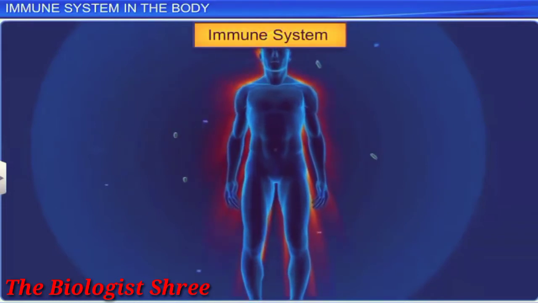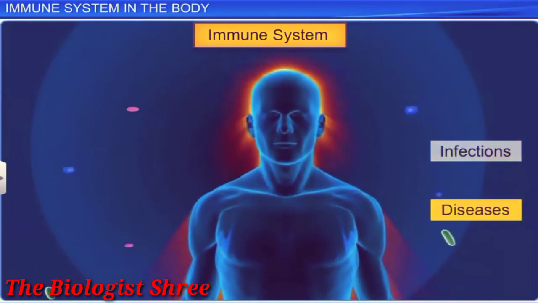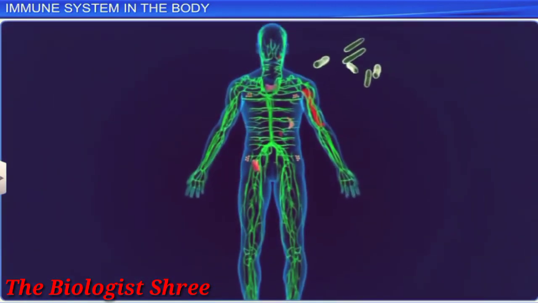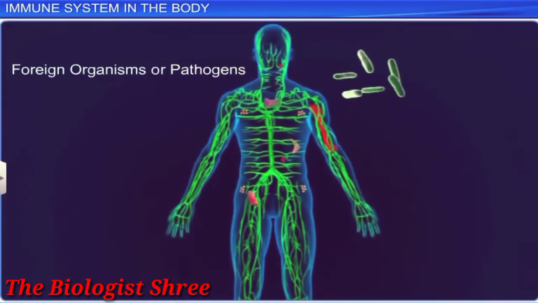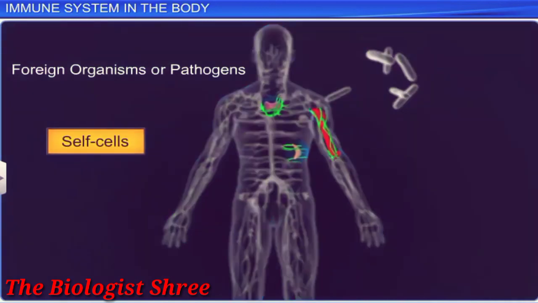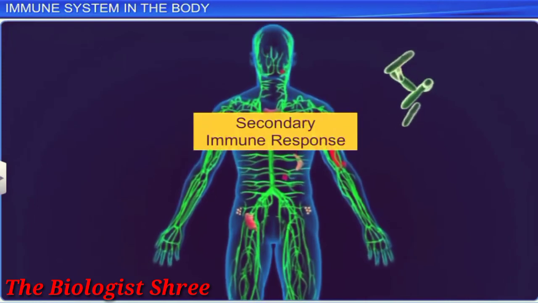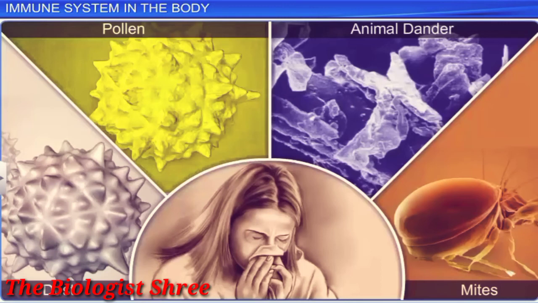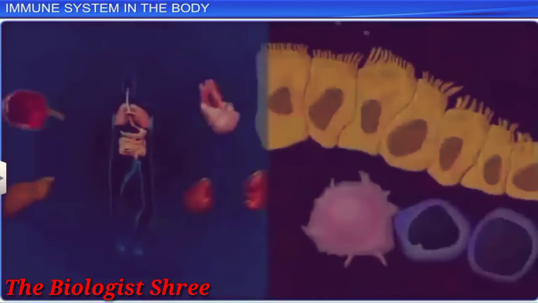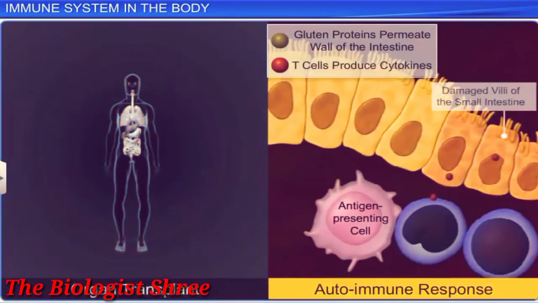The human immune system works as an armor against infections and diseases. It helps the body distinguish between non-self cells like bacterial, fungal, and viral pathogens from self cells. The immune system responds to non-self agents and remembers them. It also plays an important role in reacting to allergens, organ transplantation, as well as autoimmune responses.